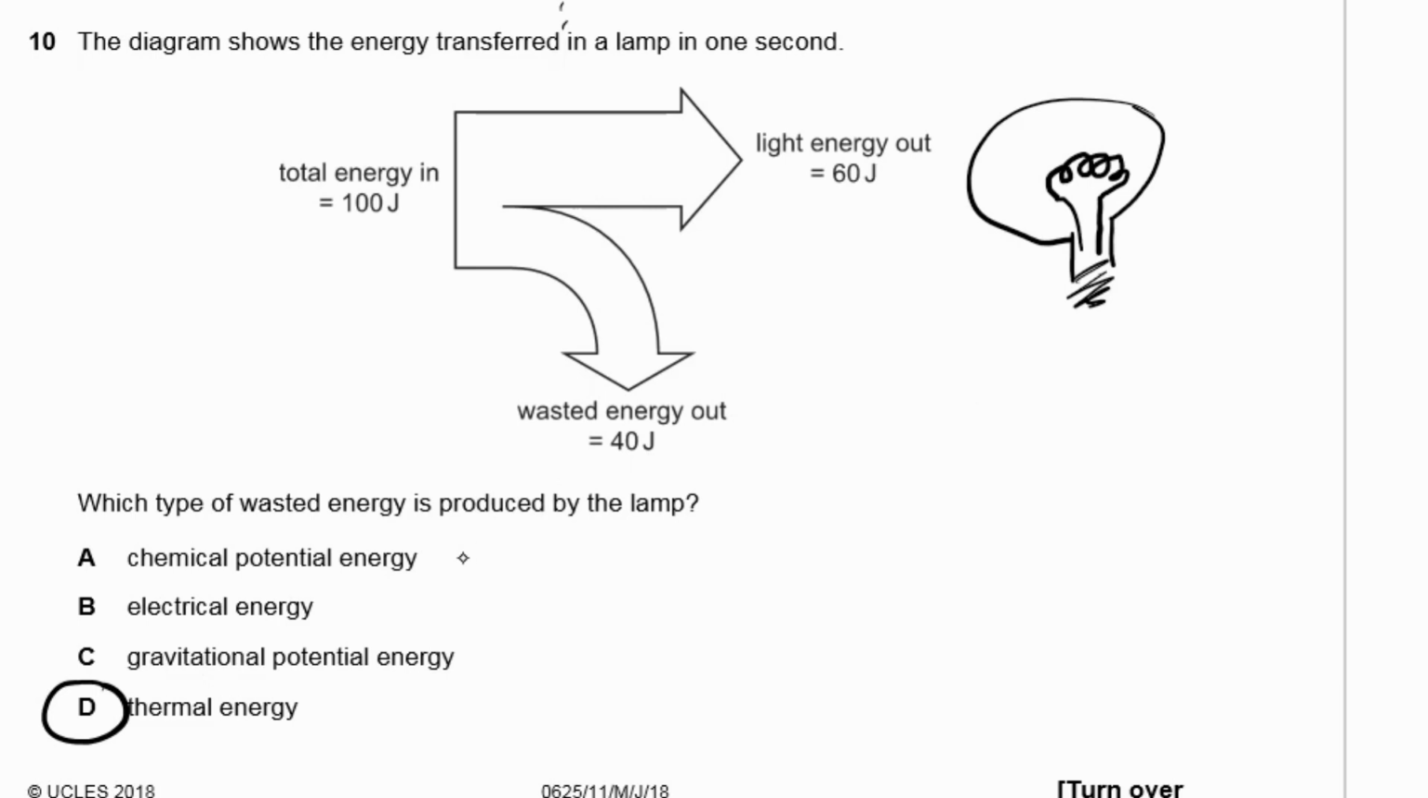It's not chemical potential energy. We're not making chemicals. It's not electrical energy. Electrical energy is what's going into it. We're being asked about the wasted energy produced by the lamp. Okay, and it's not gravitational potential energy because the lamp isn't moving up and down. Why would it? Alright, so the answer is D, thermal energy.